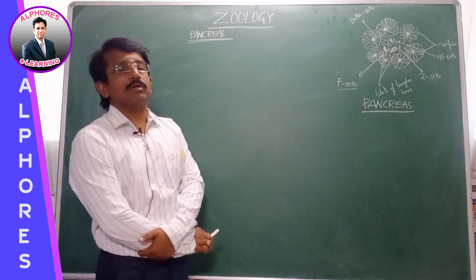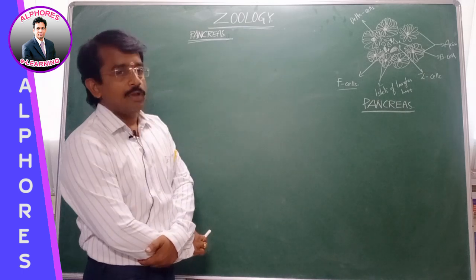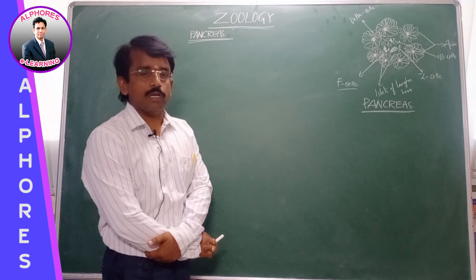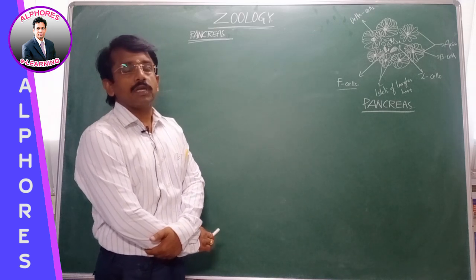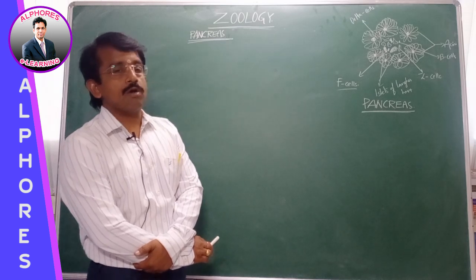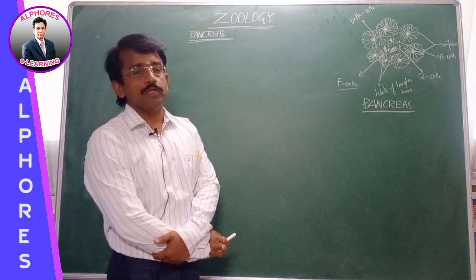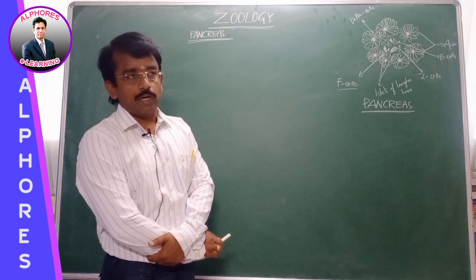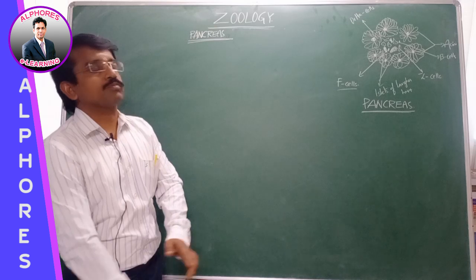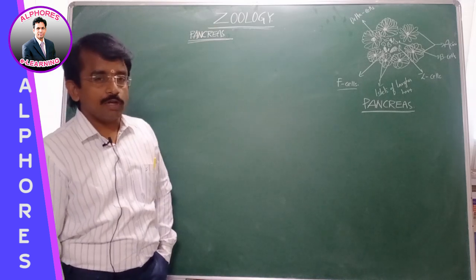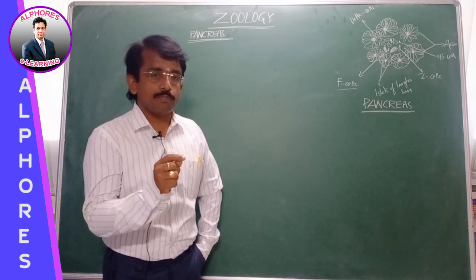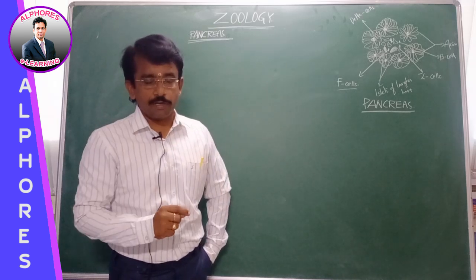Bile is alkaline and includes bile salts and bile pigments. Bile salts play a role in emulsification. Bile pigments are produced from the hemoglobin of worn out RBCs. Hemoglobin breaks down and forms bilirubin and biliverdin. This is an alkaline juice. However, it is enzymeless but plays a role in the emulsification of fats.